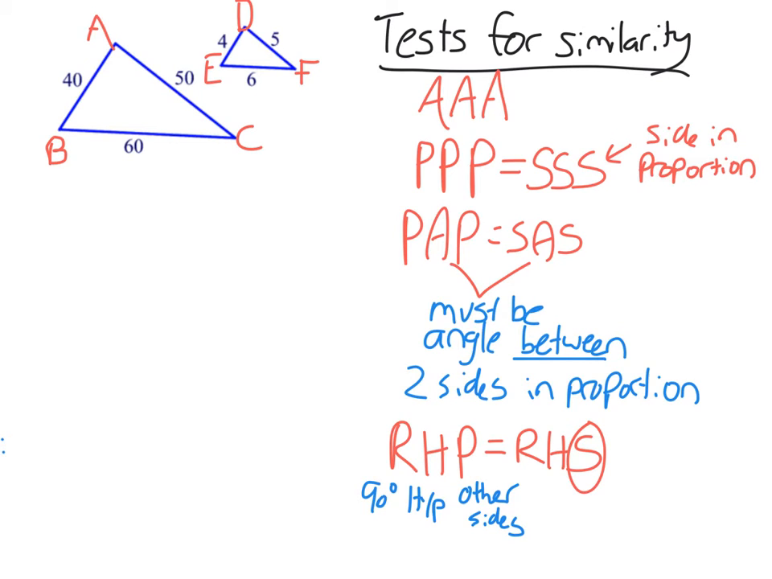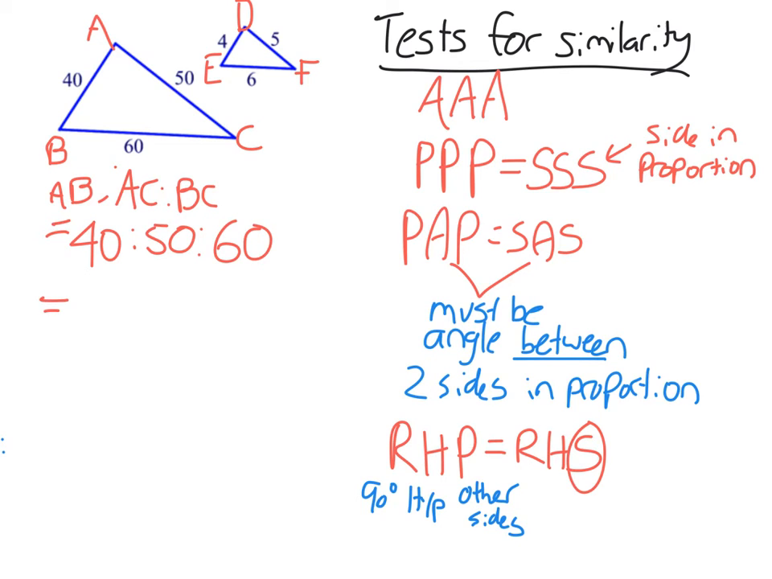So what I can say is that AB to AC to BC equals 40 to 50 to 60, just like I did in a previous example. I can divide these by the highest number that goes into them, is the ratio 4 to 5 to 6, which is exactly the same ratio as in the other triangle DE to DF to EF, okay?